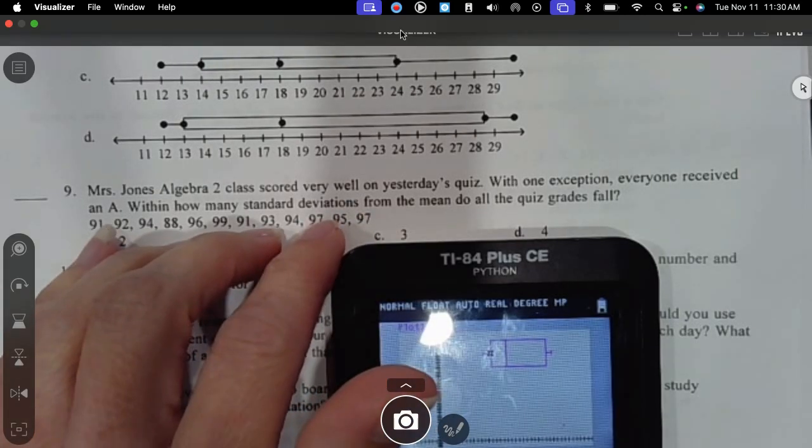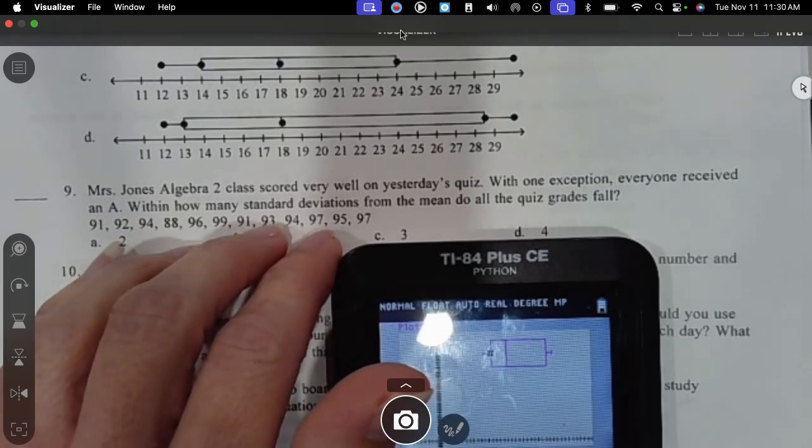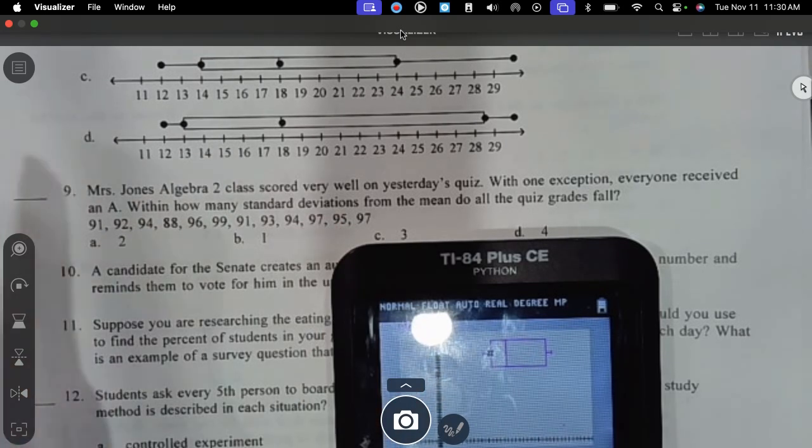Does it look like there's an outlier, y'all? Let's see, 80 outlier. Well, I still don't know. 88 is not really that far from 91. It doesn't have an outlier.